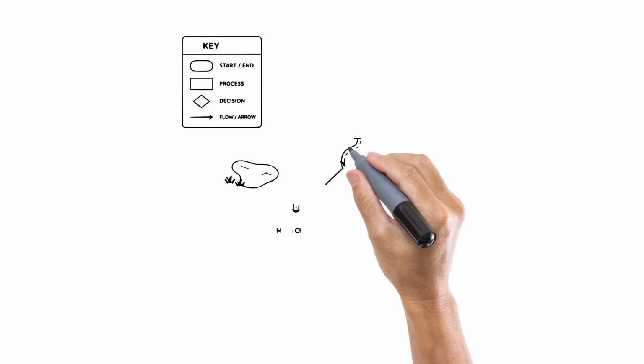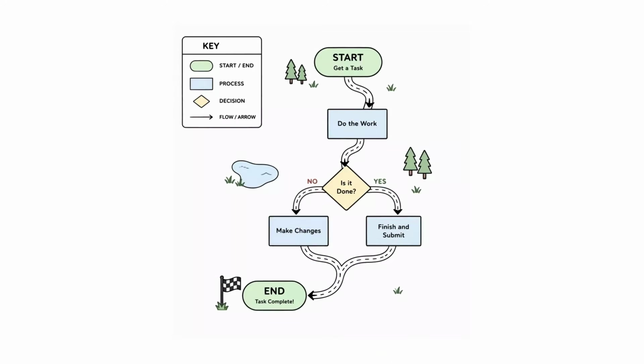A flowchart is like a visual map for your thinking. Instead of writing a long paragraph of instructions, you use shapes and arrows to show how a process moves from one step to the next. It lets you see the logic instead of only reading it.